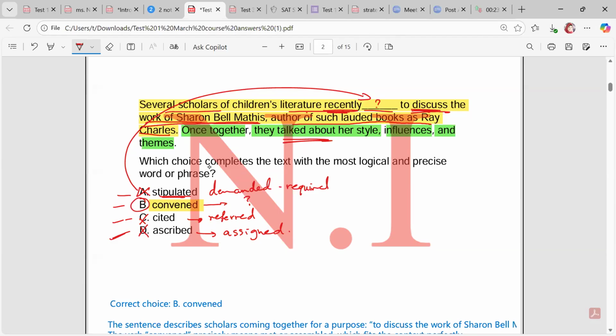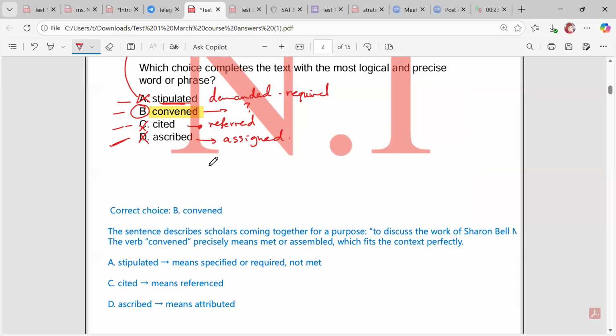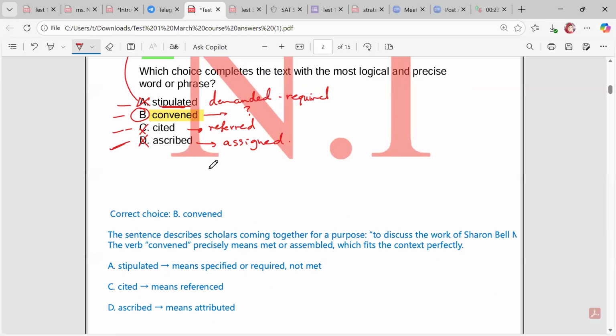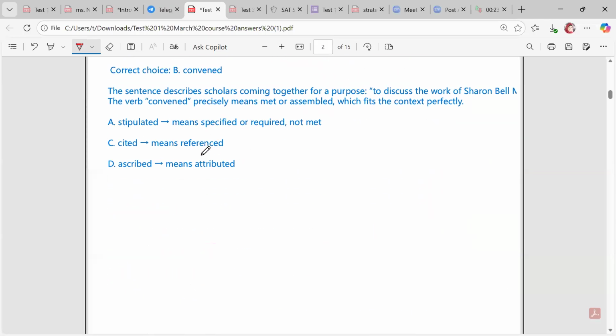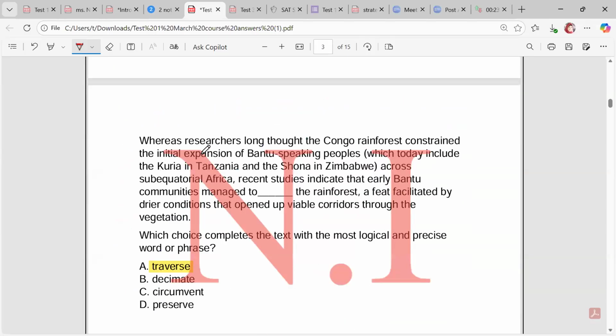Convened can be the right answer, even if you don't know the meaning of convened. Convened here means met or assembled. Once together, they met, assembled, and gathered to discuss. So these are clues. Now we have here traverse.